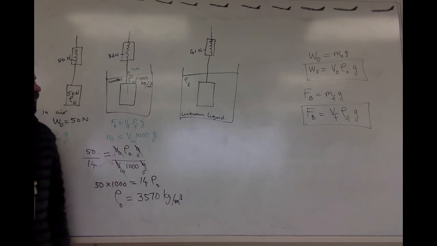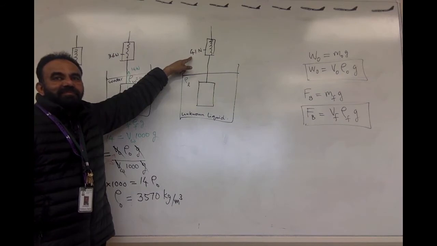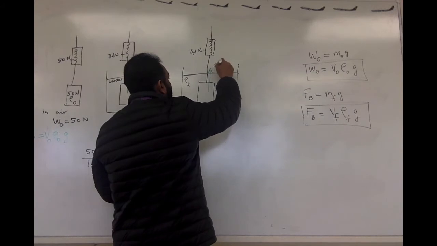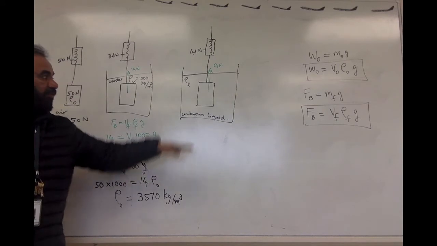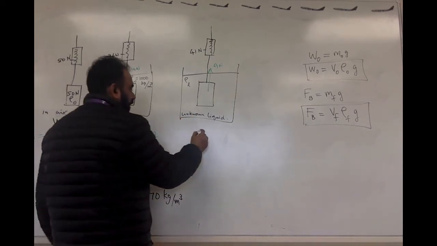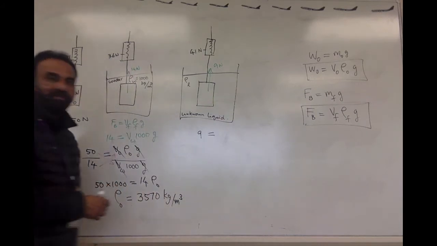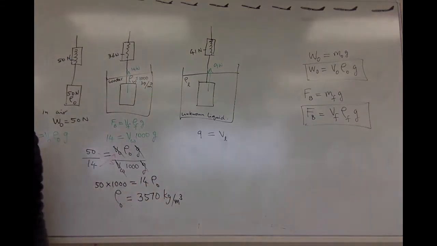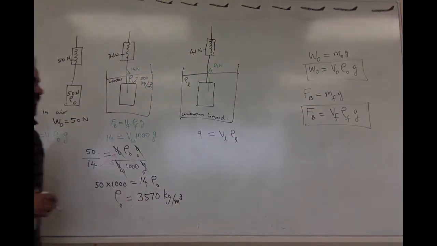Before you go there, look at this number. So how much is the buoyant force? The buoyant force here is 9 newtons. Now use the equation for buoyant force and set up that equation. 9 equal to volume of liquid displaced times density of liquid displaced times gravity.